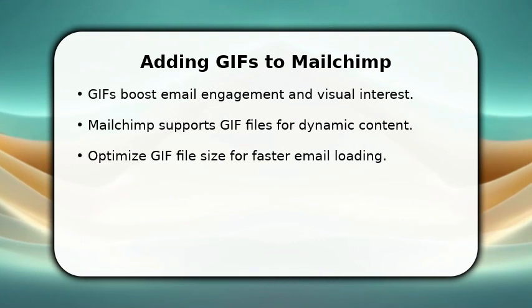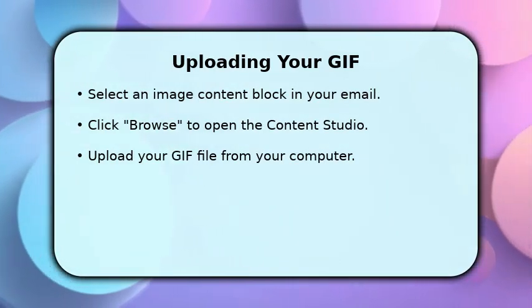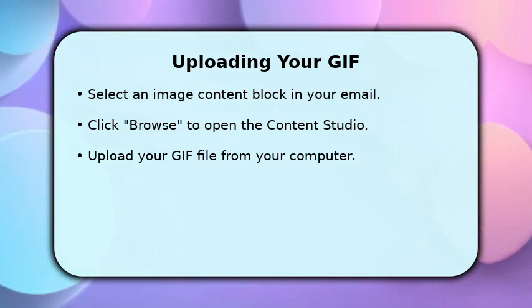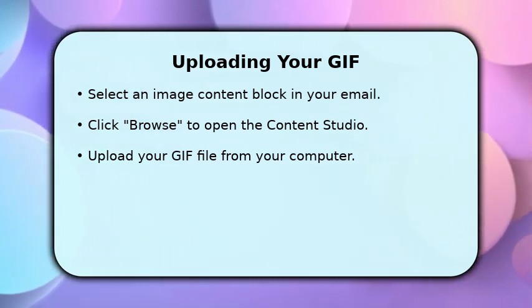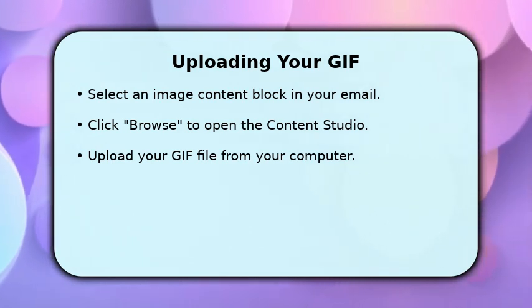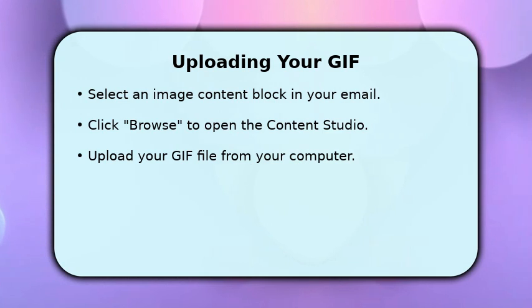Let's get started. To begin, open your Mailchimp email campaign and navigate to the content block where you wish to place your GIF. Click on the Browse button, which will open the Content Studio. From there, you can easily upload your GIF file directly from your computer. Mailchimp will then store it for use in your current and future campaigns.